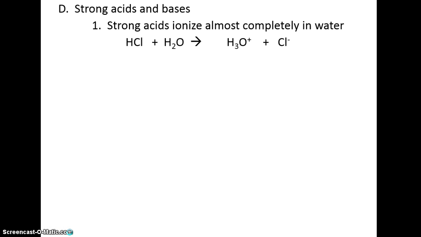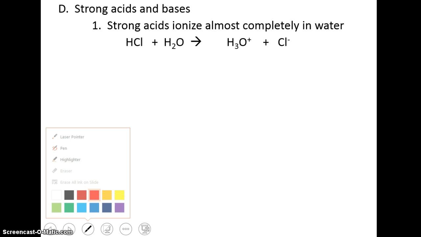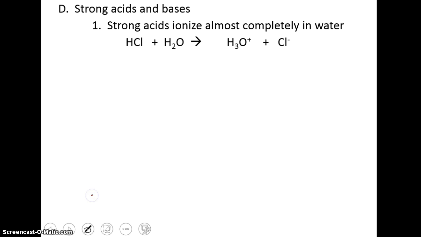Strong acids and bases. Strong acids ionize almost completely in water. So if you have hydrochloric acid and you add water, it's going to break up into the H3O+, which is how you know it's an acid, and the Cl-. But because it ionizes almost completely, that means at the end it's going to have mostly products.